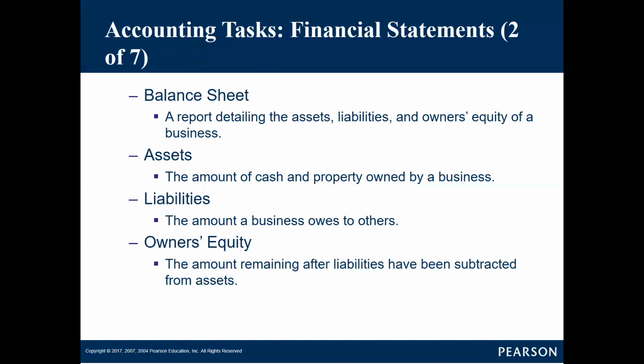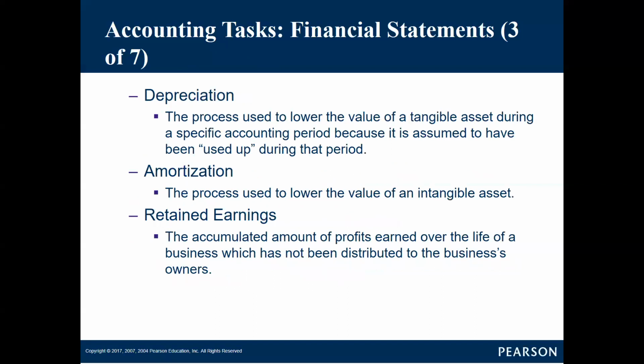Assets list the value of a hotel's property and equipment, their fixed assets, less any accumulated depreciation or amortization. Now, depreciation is the process that we use to lower the value of a tangible asset during a specific accounting period because it is assumed to have been used up during that period. Amortization, and I always mess that word up, so sorry, is a process used to lower the value of an intangible asset.